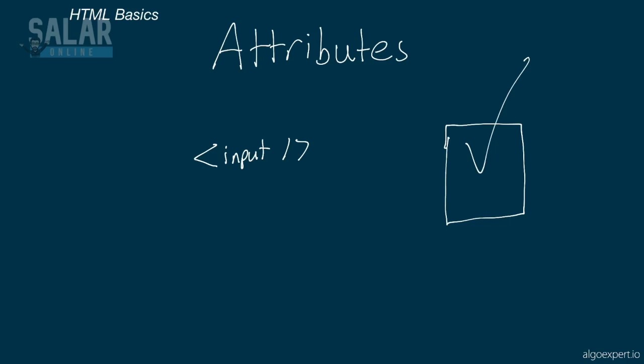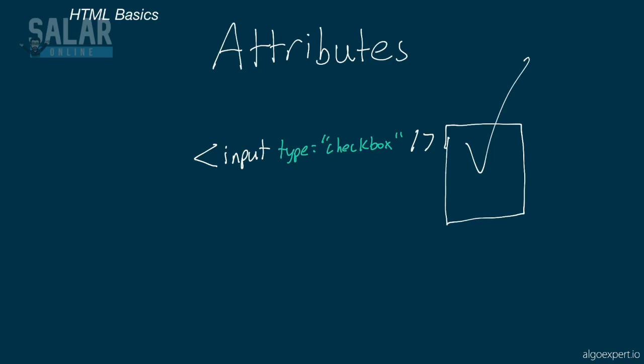So attributes go inside of the opening tag, or for an empty tag like input, it goes in the only tag that we have. And these attributes are going to be key value pairs. So we start with the attribute name, and in this case, we want the type. Then after the attribute name, we have an equal sign, and then the value as a string with quotation marks. So in this case, we want a checkbox, so we have the type is equal to checkbox. Then we just close out the tag like normal. And this will tell the browser that we don't want just any input, we want a type of checkbox.